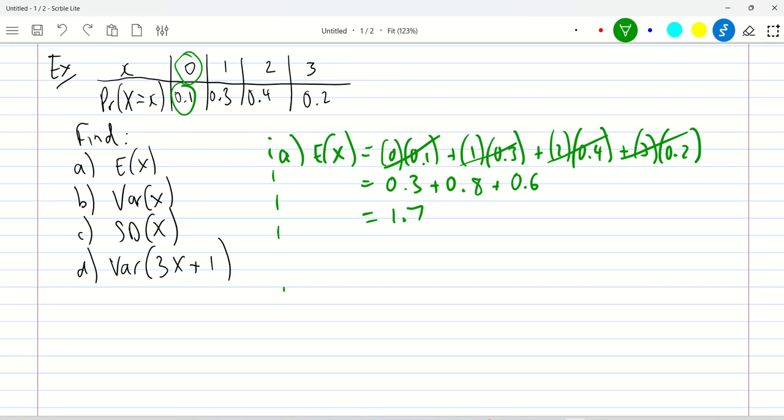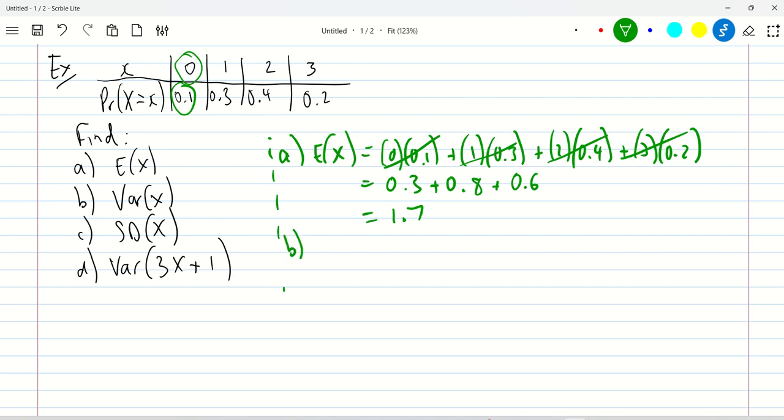Okay, so for all those, my expected value, my average value that I'm expected to get there, is 1.7. So somewhere in between 1 and 2 is the most common. Okay, so somewhere in there if I was going to draw them on a number line. Okay, there's my expected value of x.